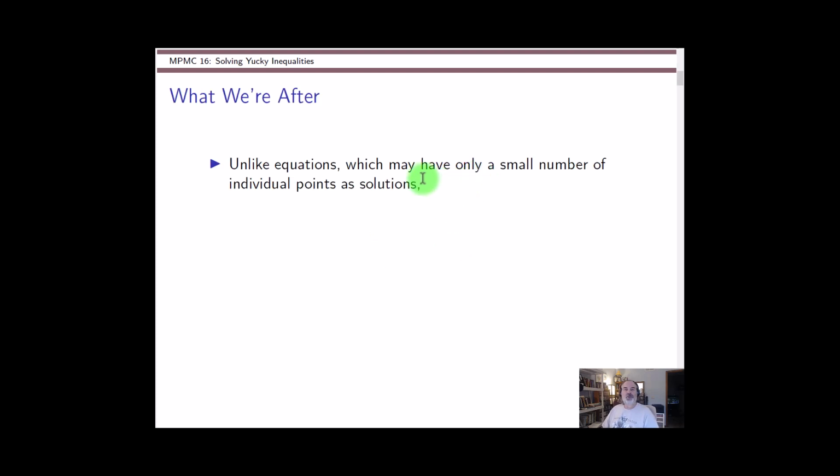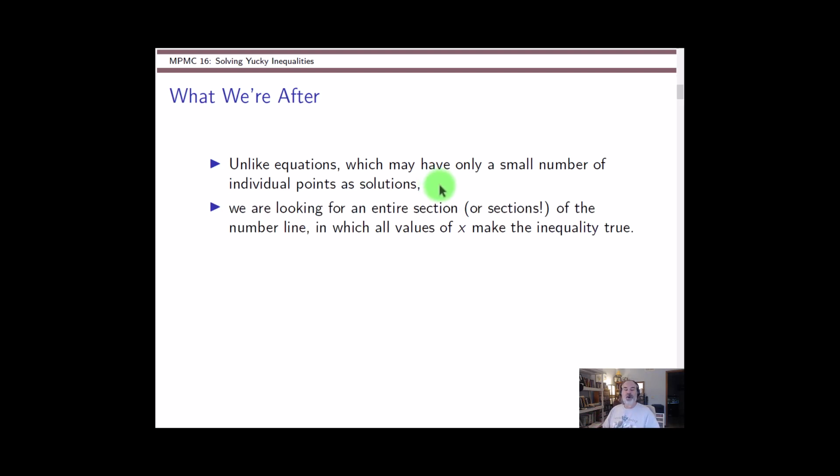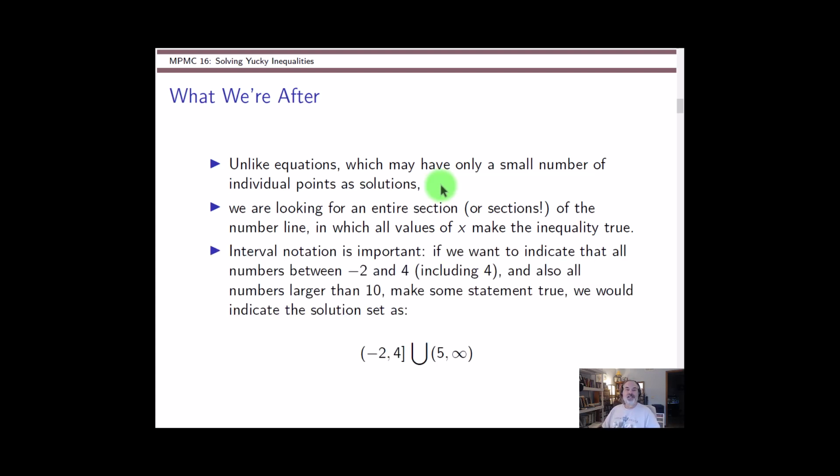Now, the difference between inequalities and equations is that with equations, where it's equals 0, you come back with a couple of numbers that are the solutions, or maybe none. But with inequalities, we are looking for entire stretches of the number line where you find x values which will make the inequality true. And so that's a little bit more of a nuisance. And the notation that we're going to use to present the answer is pretty important.